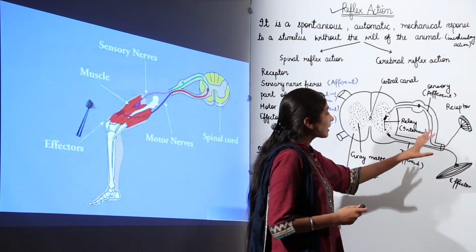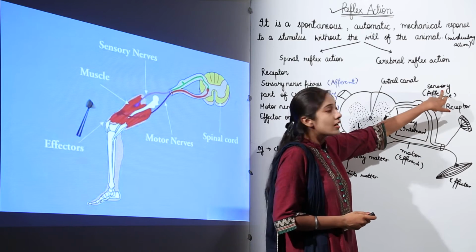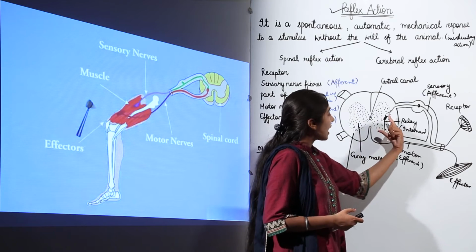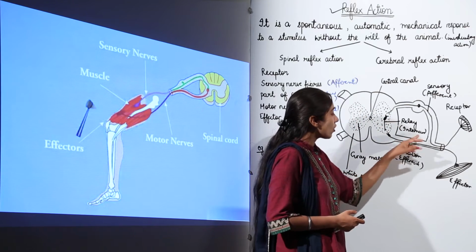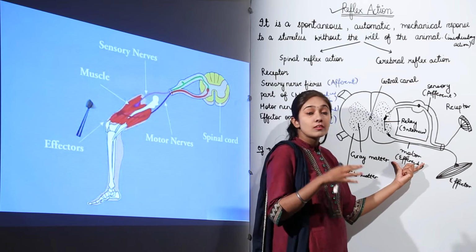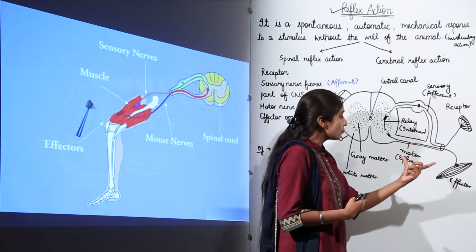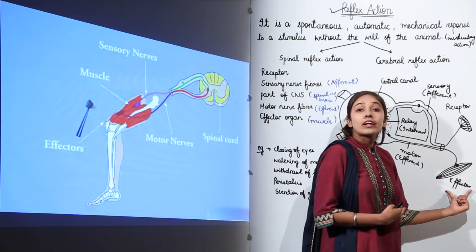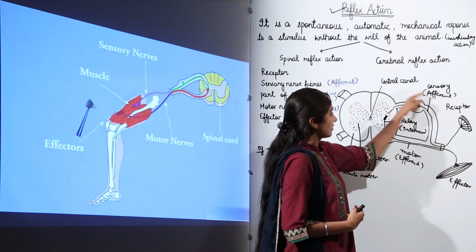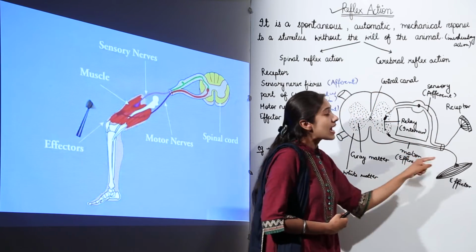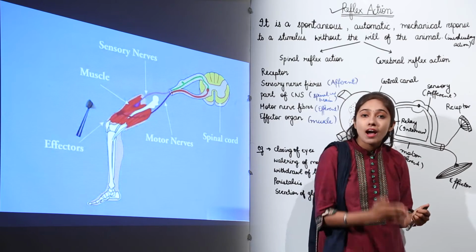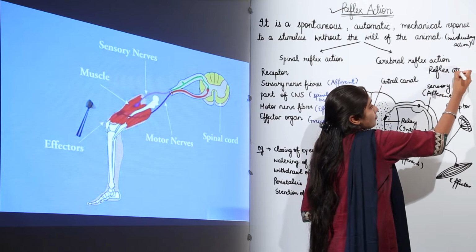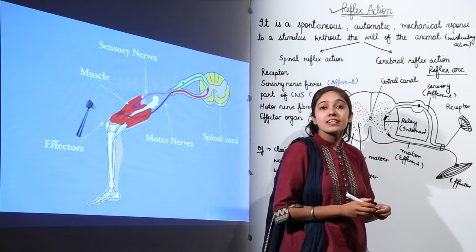What is the path? The path is from the receptor to the sensory nerve fiber, then to the central nervous system, that is the spinal cord region, then we have the relay neuron, that is the interneuron, and then the message that is interpreted is transferred to the motor neuron or the efferent neuron, right, and then the effector organ. So this path followed for the reflex action to take place, we call as the reflex arc.